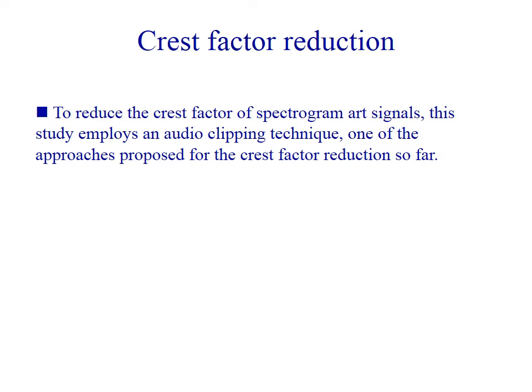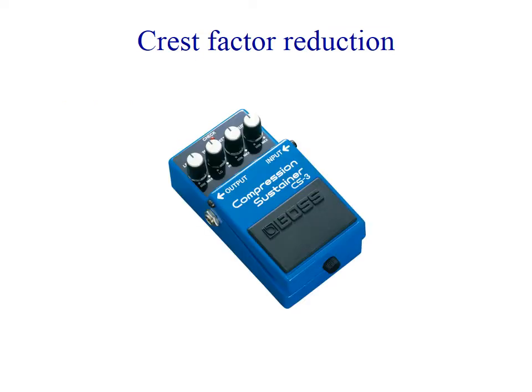To reduce the crest factor of spectrogram ART signals, this study employs an audio clipping technique, one of the approaches proposed for the crest factor reduction so far. This technique is actually a sound effect named compressor employed in the audio signal processing of music production. A compressor is used for maximizing sound signals. The crest factor of sound signals is reduced by amplifying the sound signals with a compressor.